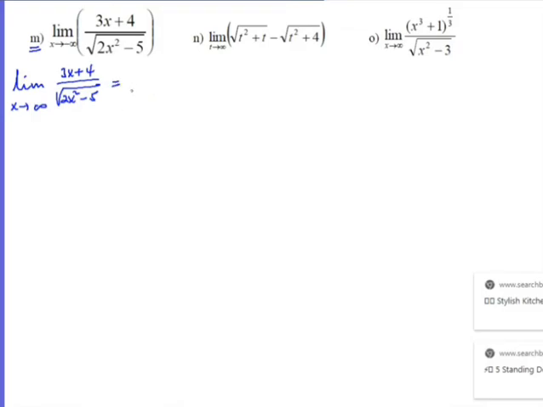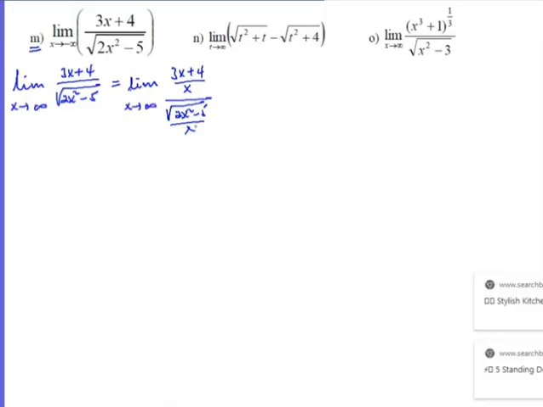Okay, for the time being, let me show you how you can obtain the limit. So take x and divide both the numerator and the denominator by x. So it becomes 3x plus 4 over x, over radical 2x squared minus 5 over x, as x approaches infinity.